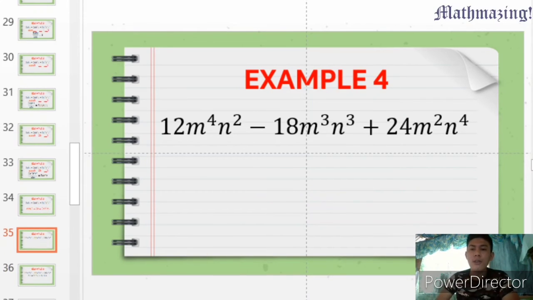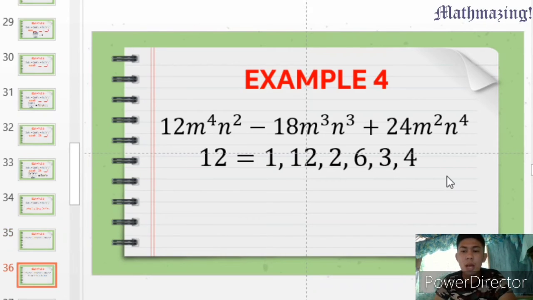Next example tayo, last example, we have 12m raised to 4 n squared minus 18m cubed n cubed plus 24m squared n raised to 4. First natin gagawin, we have to get the greatest common factor between our coefficients.